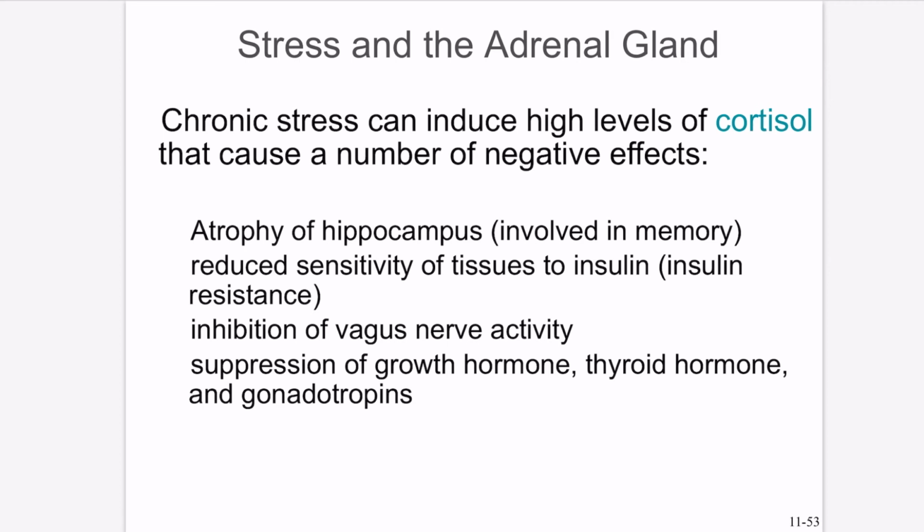Chronic stress can induce too much cortisol, and that can cause a few negative effects. It can cause reduced sensitivity to insulin. It can cause atrophy of the hippocampus. It can cause inhibition of vagus nerve activity. It can suppress growth hormone, thyroid hormone, gonadotropins. And so chronic stress can impact growth, can impact BMR, and can impact gonadotropic activity.